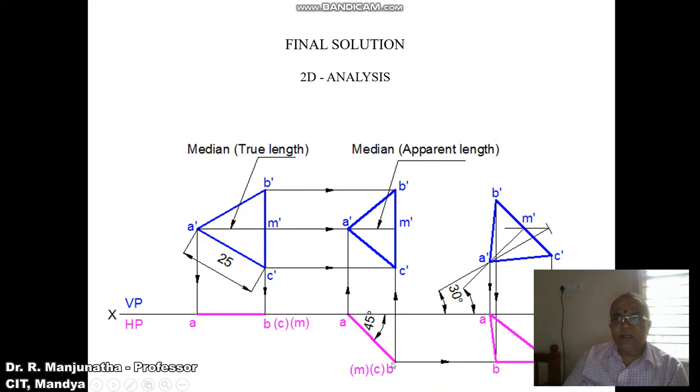So to this I need to draw the front view. To draw the front view, draw a vertical projector from A, and draw a horizontal projector from A dash. Both these two lines will intersect at a point, and you mark this point as A dash.